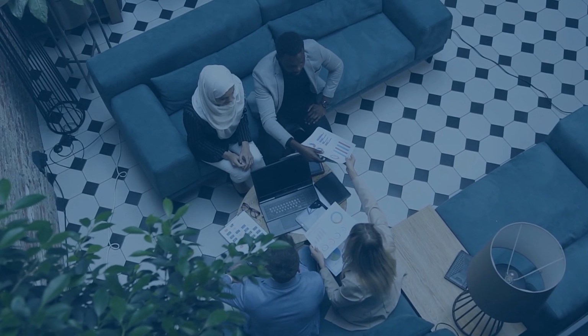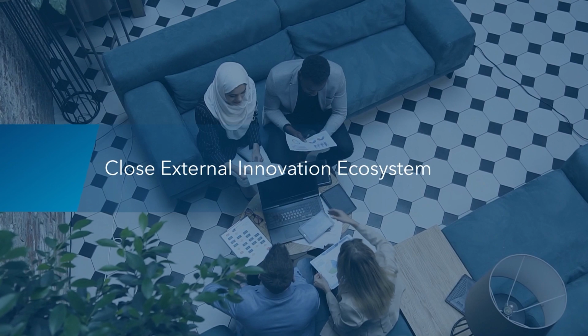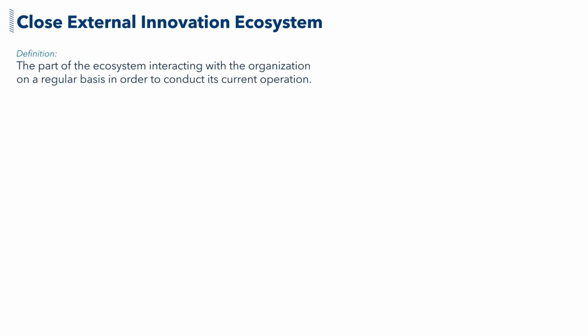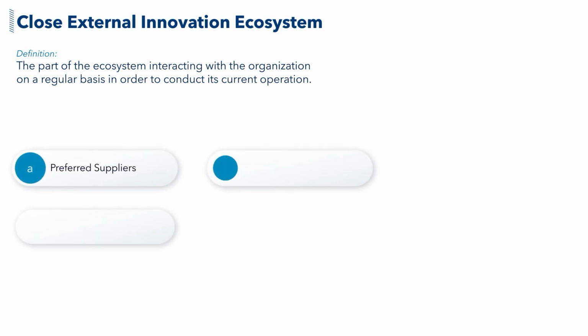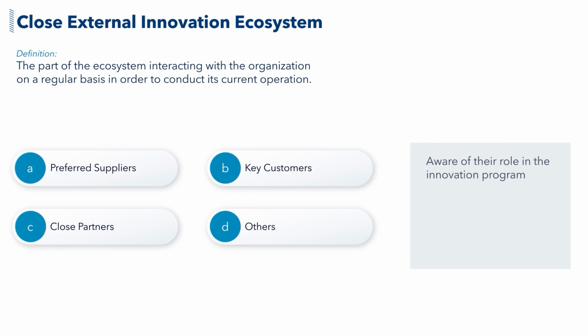The second layer of the innovation ecosystem is known as the closed external innovation ecosystem. The closed external innovation ecosystem is part of the ecosystem that regularly interacts with the organization to conduct its operation. This includes preferred suppliers, key customers, intimate partners, and others. They will be referred to as partners as they should be aware of their role and expected contributions to the innovation program.